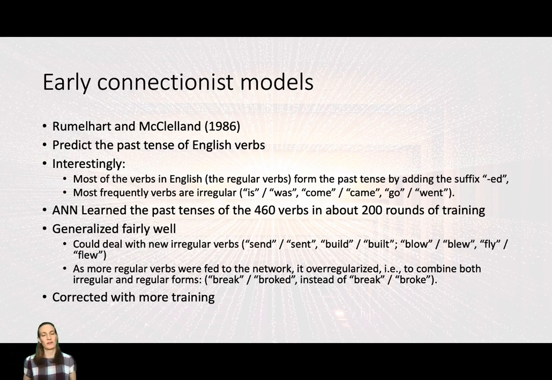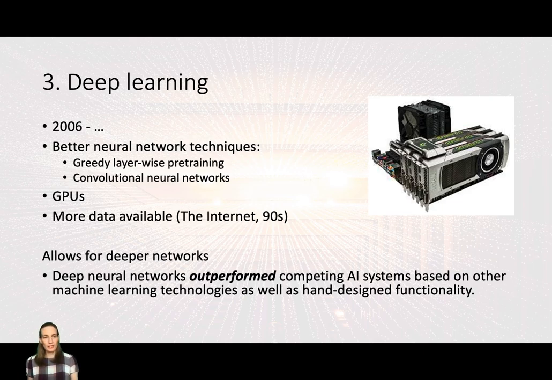Interestingly, if it was trained on a small data set, it tended to over-regularize and use the irregular form too often. Why is this? Because the most common verbs are irregular. So if you feed a training set with a small number of often occurring verbs, then the irregular form is going to be overrepresented. So this is easily corrected by adding more training examples. In this case, the network is better regularized.